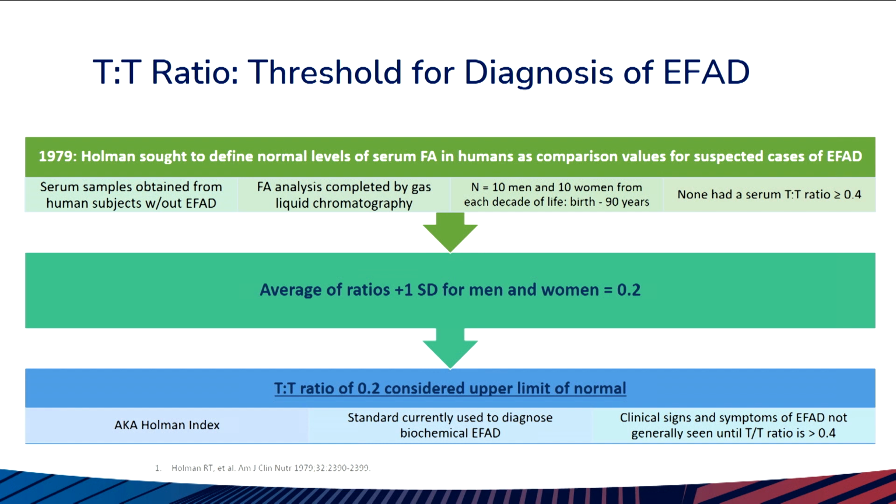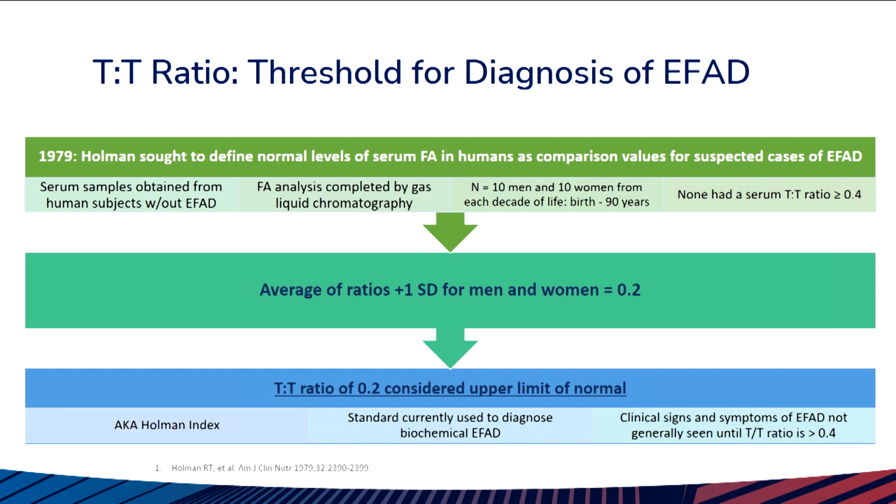So here's where Holman did some more research, and where he came up with that, in 1979, looking at the actual threshold for diagnosis. He looked to define the normal serum levels of fatty acids as a comparison for suspected EFAD. He obtained all these samples, did fatty acid analysis, and basically none of the patients that he looked at had a TT ratio of greater than 0.4. The average for both the men and women in the study was 0.2. So that's where he got what is now considered the upper limit of normal, the 0.2.